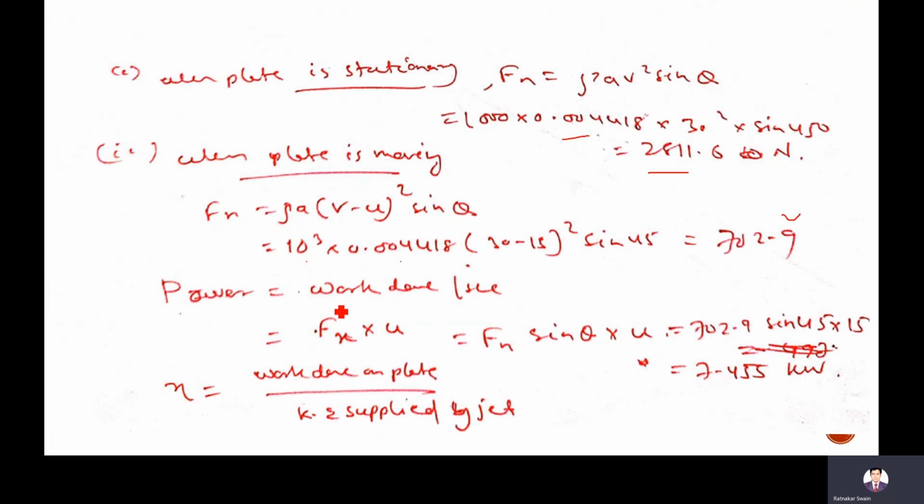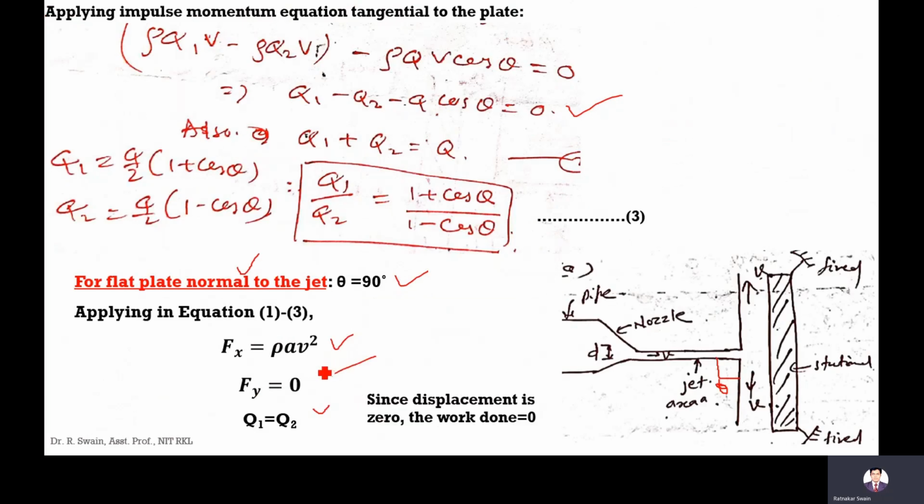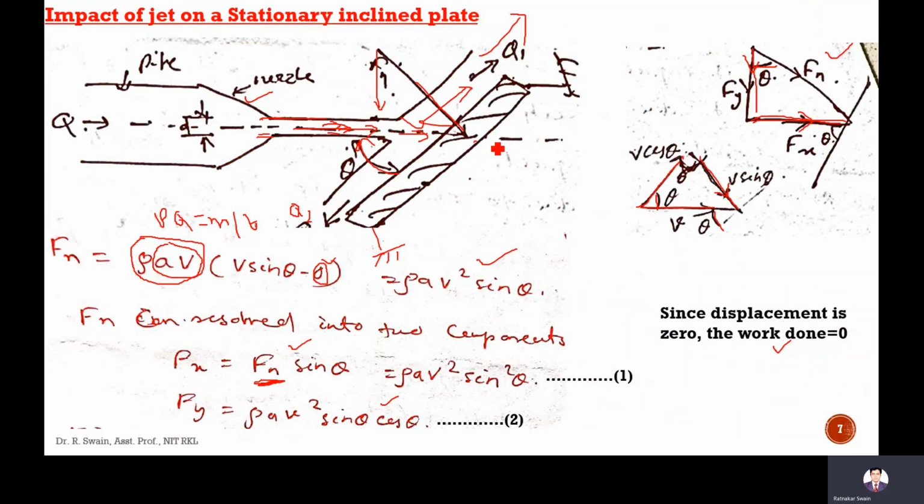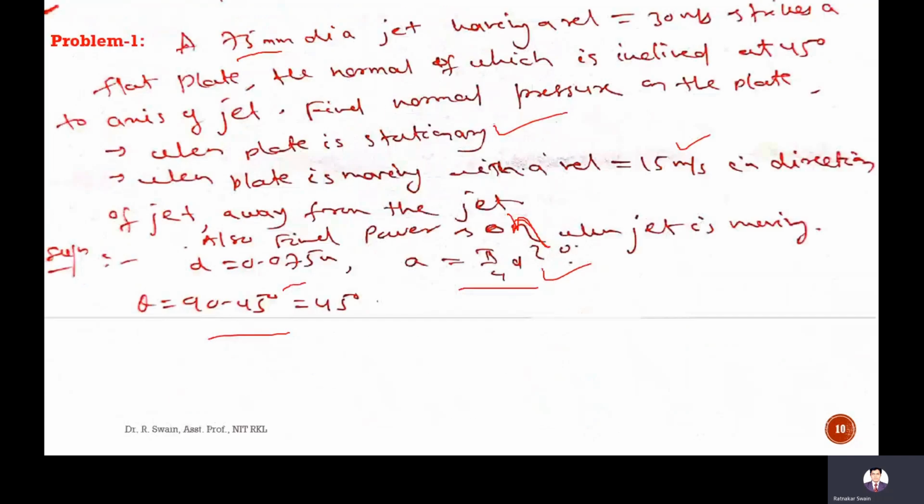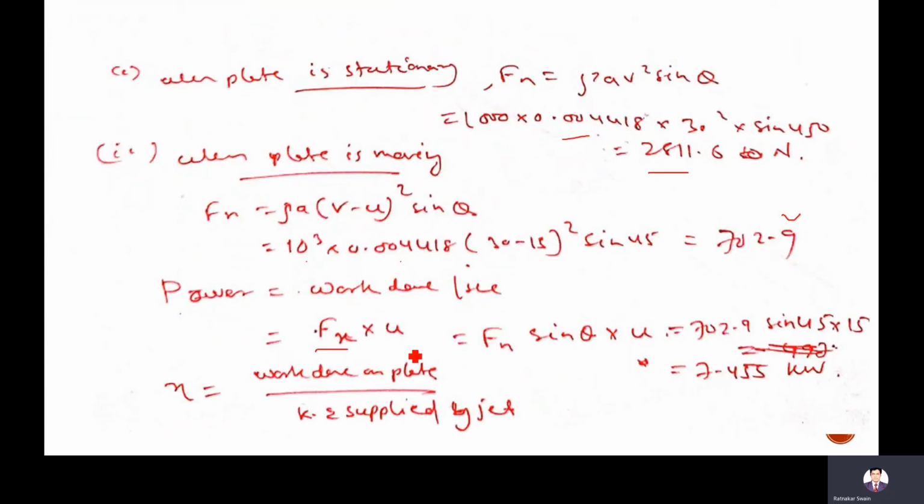Fn sin theta into u means power, that is work done per time, the force into velocity, where the force is in the direction of the displacement. Fx is in this direction, and in this direction the velocity is u. Fx is Fn sin theta. If you apply Fn sin theta and u equal to 15, then we will get 7.455 kilowatt.